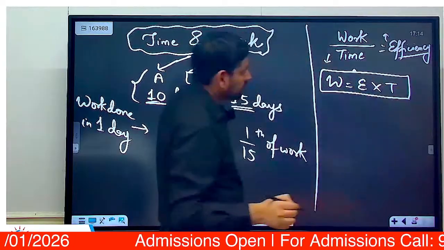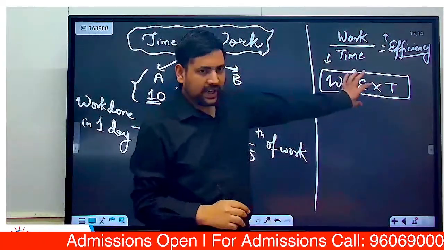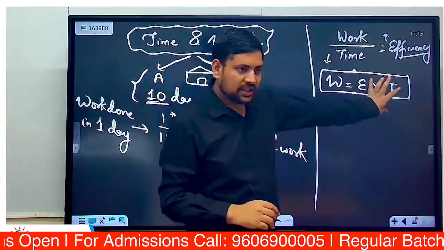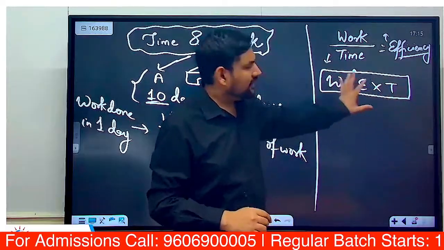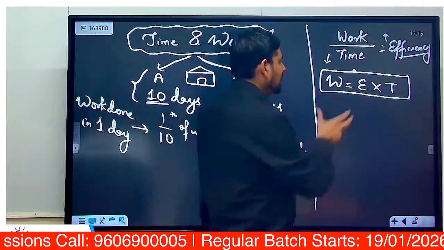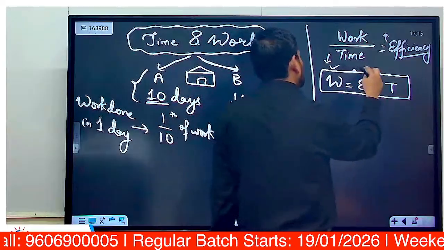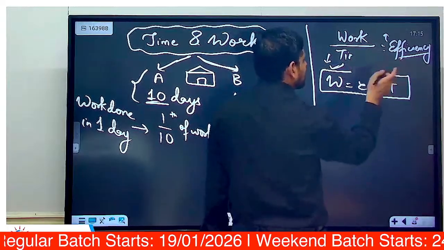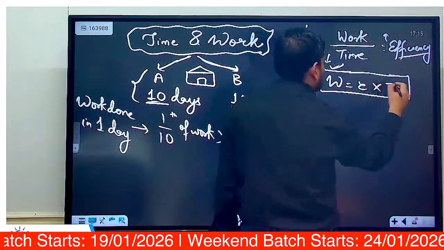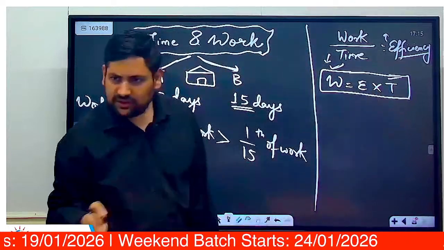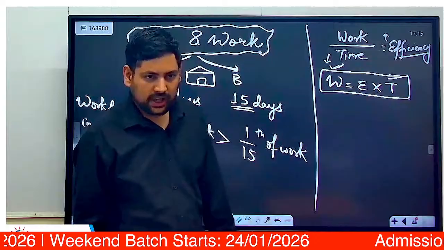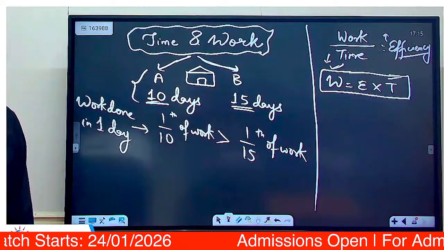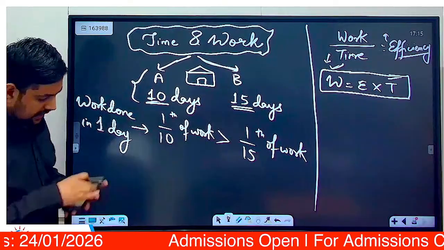Now, what we do is we try to find the efficiency of these people. And then using this efficiency and the time that is given, we calculate work or whatever is asked. So basically, this is the equation. Two of them will always be given to you. Either these two or these two, and then you will have to find the remaining one. Two of them will be given, one of them will be asked. Now, how do you calculate efficiency? That is the first thing. Okay. Now, let's see through a question.